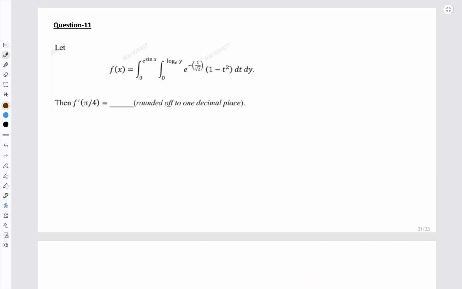So the next question is question number 11. In question number 11, we have been given a function f of x, and we have to find the derivative of this function at x equal to pi by 4.